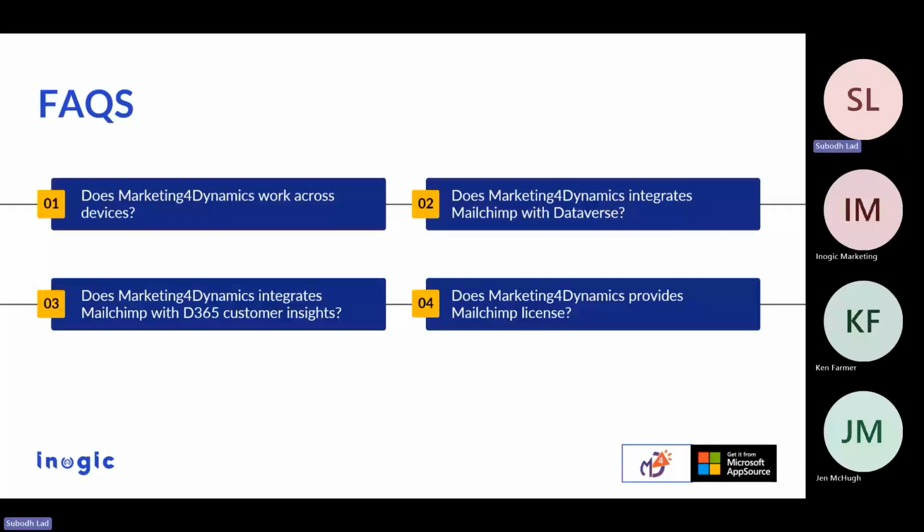And the fourth frequently asked question is, does Marketing for Dynamics provide a Mailchimp license? For this, the answer would be no. Unfortunately, one of the prerequisites for using Marketing for Dynamics is that you need to have a Mailchimp license in place, through which you can connect your Mailchimp to your Dynamics 365 CRM. So unfortunately, we do not provide that. You have to get your license first.